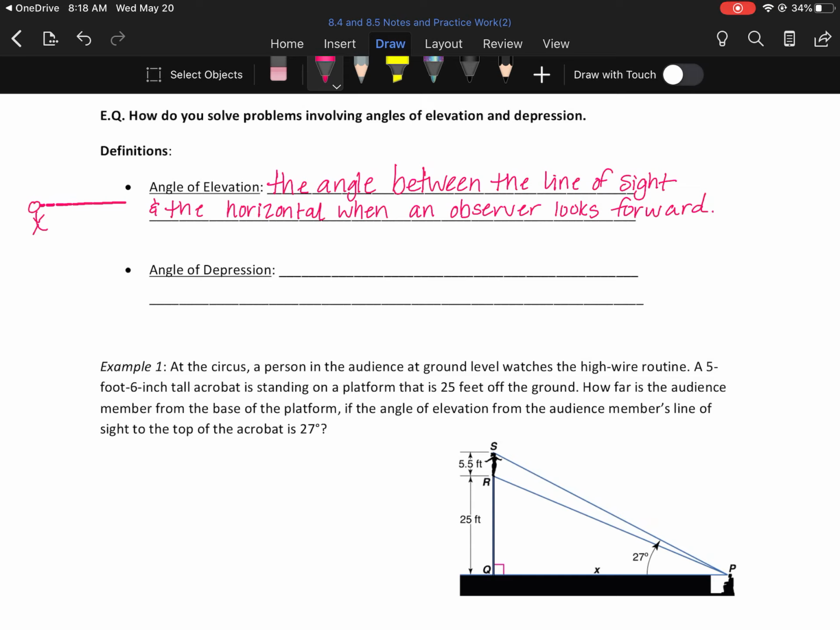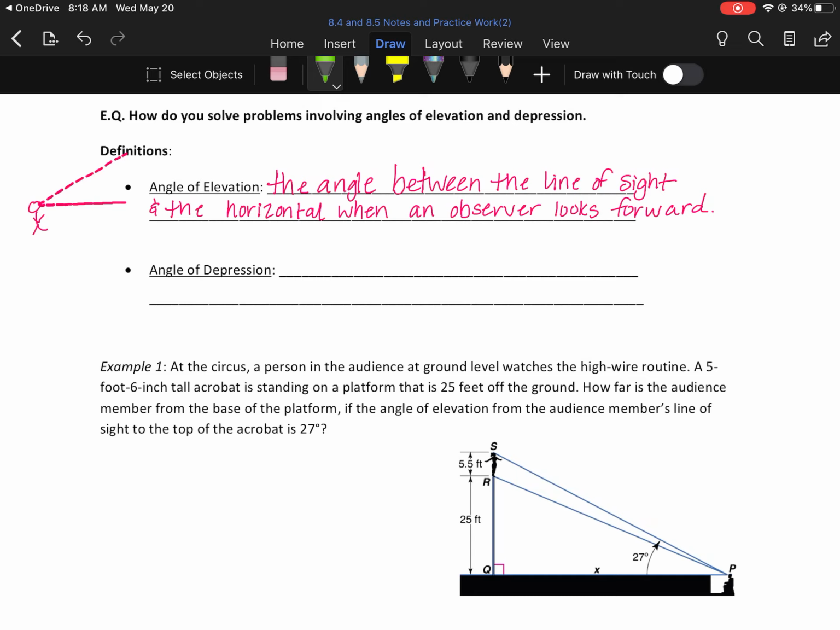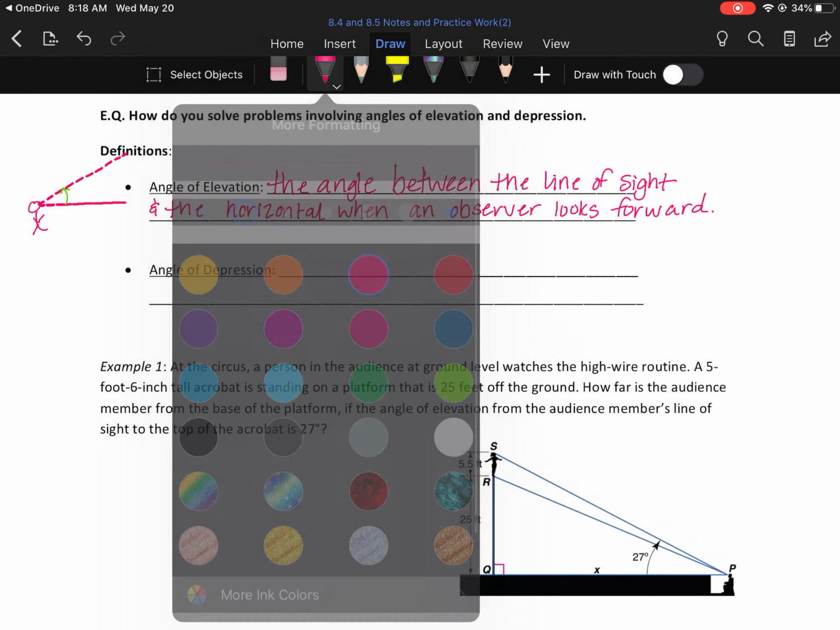Now picture yourself looking up into the sky. So here's us looking up into the sky. So the angle of elevation is when I'm looking from the horizontal up. Okay, so that's my angle of elevation. All right, so now let's take a look at angle of depression.